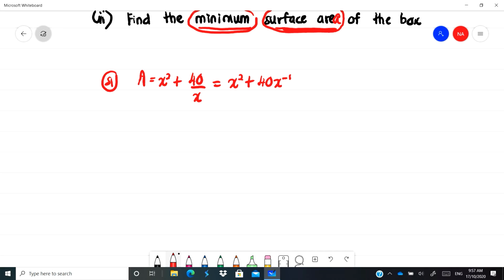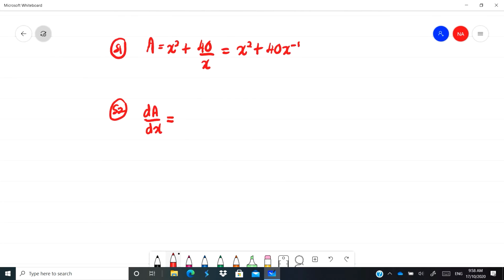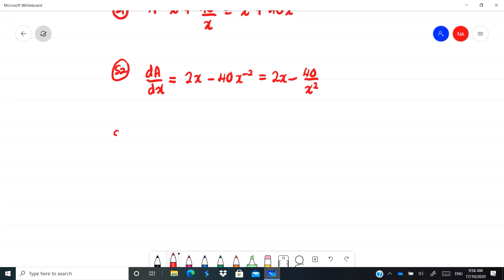Step number 2, we're going to differentiate it. In this case, we can't find the dy over dx, but we can find the dA over dx. So dA over dx is given by 2x minus 40x to the power of -2, or I'll just write 2x minus 40 over x to the power of 2. Step number 3, we have to let dA over dx equal to 0. So I will have 2x minus 40 over x squared equal to 0.